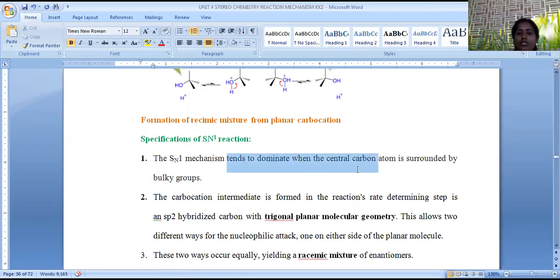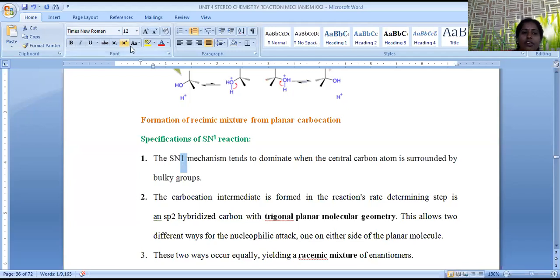SN1 mechanism proceeds through carbocation formation, and SN1 reaction is most favored by the presence of bulky functional groups. When bulky functional groups are present, what happens? Those bulky alkyl groups present on the carbon will stabilize the carbocation formed.